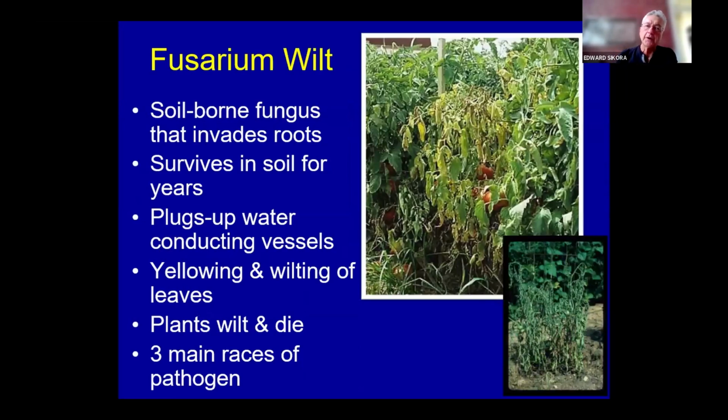So it's a soil-borne fungal disease that invades the plants through the roots. The Fusarium, the various species we have, can survive in the soil for years in the absence of a host. As I mentioned, it plugs up the water conducting vessels, causing the plant to yellow and eventually wilt and die. And this might take up to a week or two for this to happen.